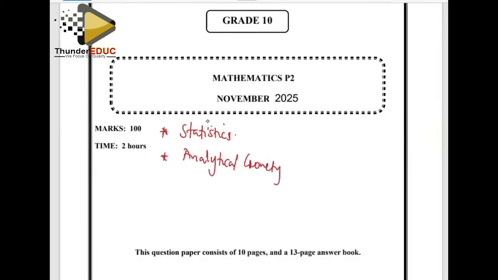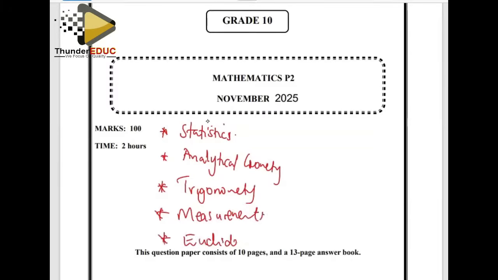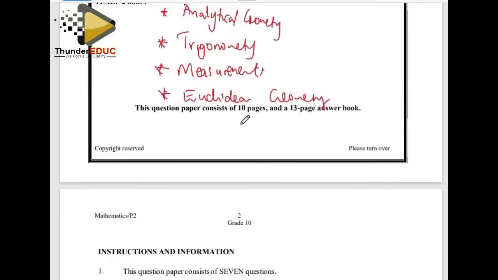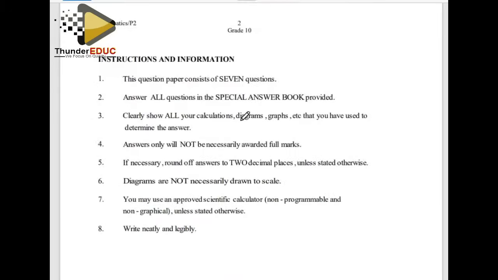And then from analytical geometry, we have what we call trigonometry. And then from trigonometry, we normally infuse the measurements within this paper. And then lastly, we have what we call Euclidean geometry. Okay, so let's just dive into this paper. Let's use it for our preparation. So instructions, we have 7 questions, and we need to answer all of them.